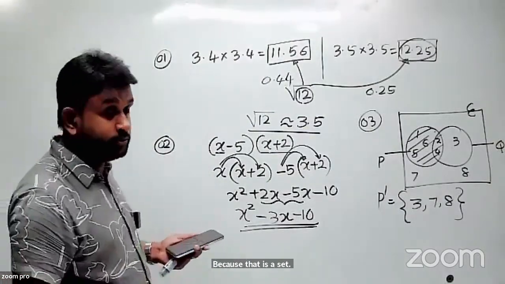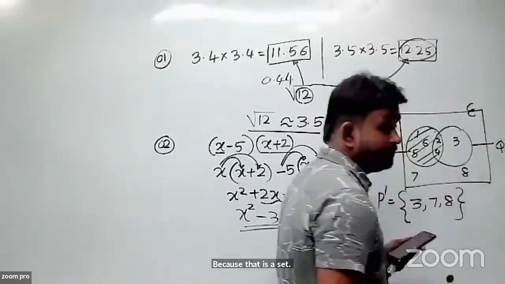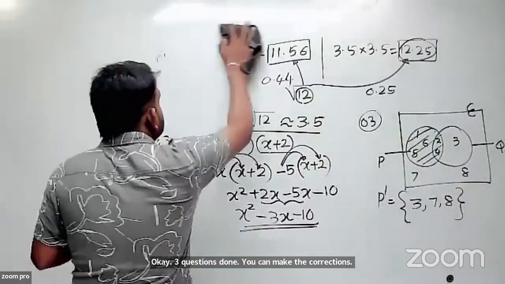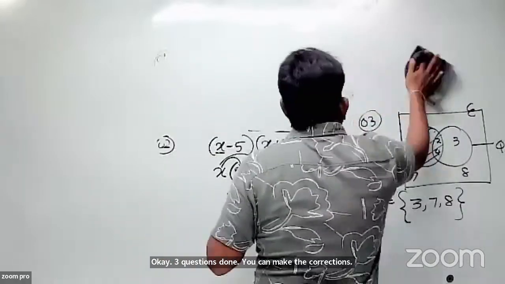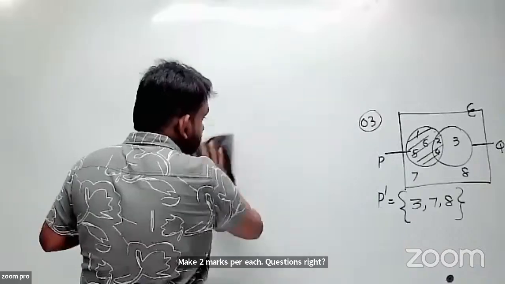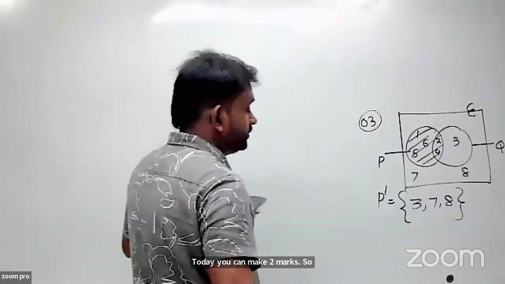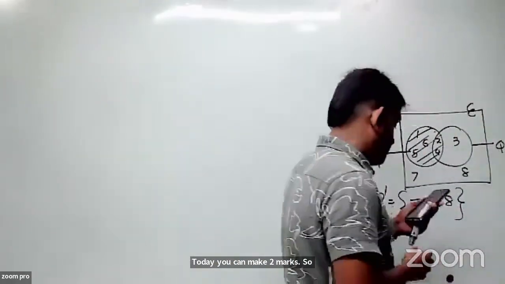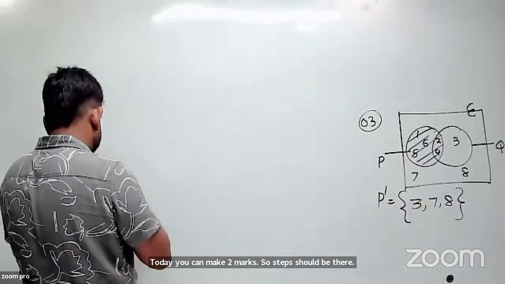Okay, 3 questions done. You can make the corrections. If any issues or doubts, you can ask. Make 2 marks for each question, right? Today you can make 2 marks. So steps should be there, right?